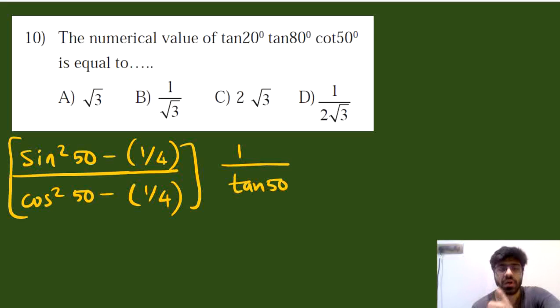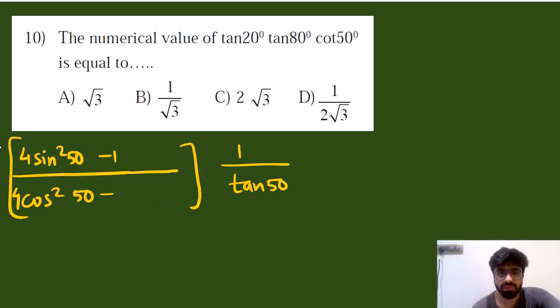Okay, let's multiply the numerator and denominator with 4. So we will have 4 sine square 50 minus 1 divided by 4 cos square 50 minus 1. Okay, let's divide the numerator and denominator with cos square 50. So when we do that, the numerator is going to become 4 times tan square 50 minus 1 upon cos square 50, which will be sec square 50.